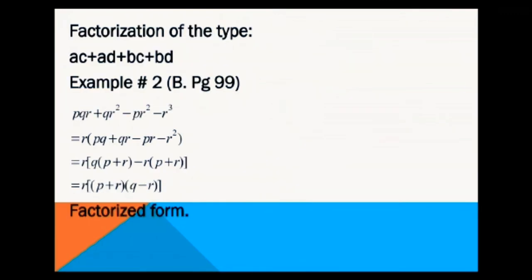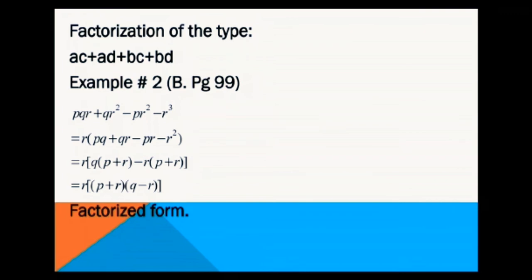Now the second type of equation we will factorize. So example number 2 from book page 99 has been taken. PQR plus QR square minus PR square minus R cube. Students, there are 4 terms now. Again, the first thing we have to check is what is common. So what is common in all of them?